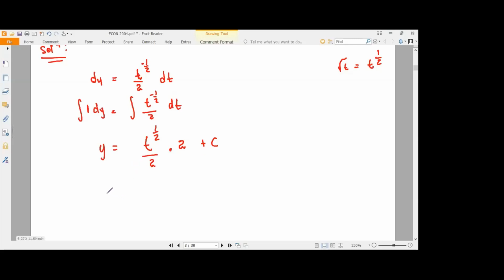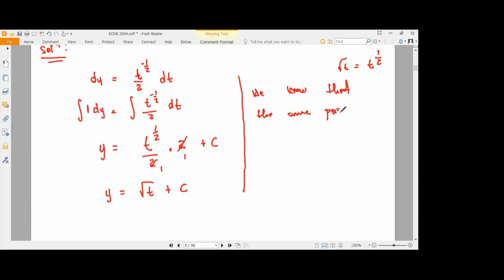Now what you realize is that this simplifies to give us that y is equal to, the 2's will cancel here, right? t to the half, as I did demonstrate over here, is just root of t. So y is equal to the root of t plus c. Now, we know that the curve passes through 2 root 2. So use this information now to substitute it in.